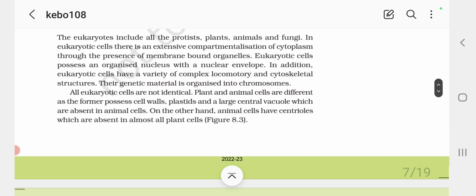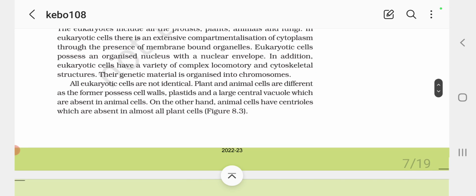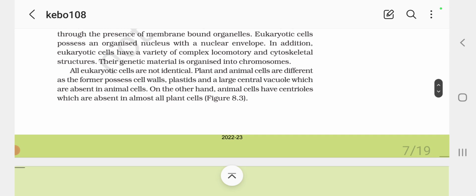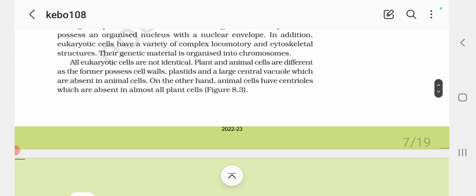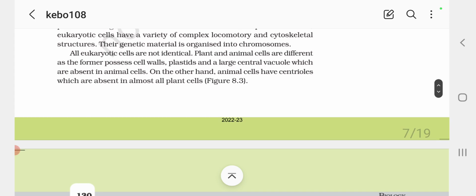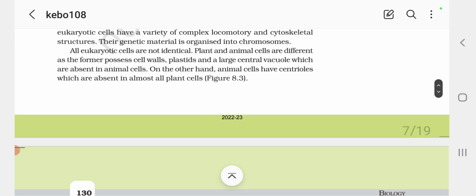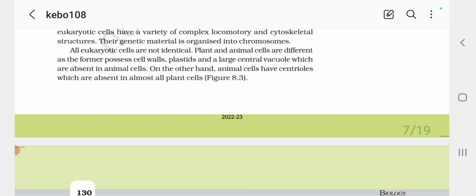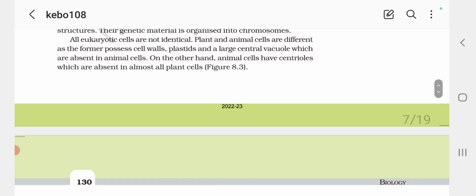In eukaryotic cells, there is an extensive compartmentalization of cytoplasm through the presence of membrane-bound organelles. Eukaryotic cells possess an organized nucleus with a nuclear envelope. In addition, eukaryotic cells have a variety of complex locomotory and cytoskeletal structures. Their genetic material is organized into chromosomes. All eukaryotic cells are not identical. Plant and animal cells are different, as the former possess cell walls, plastids, and a large central vacuole, which are absent in animal cells. On the other hand, animal cells have centrioles, which are absent in almost all plant cells.